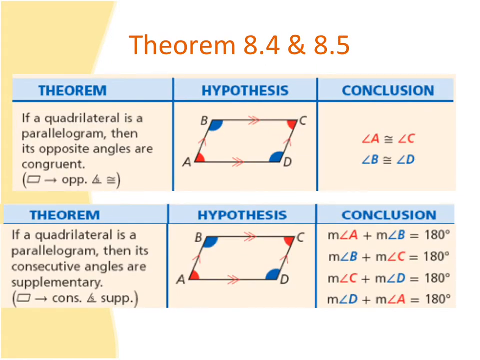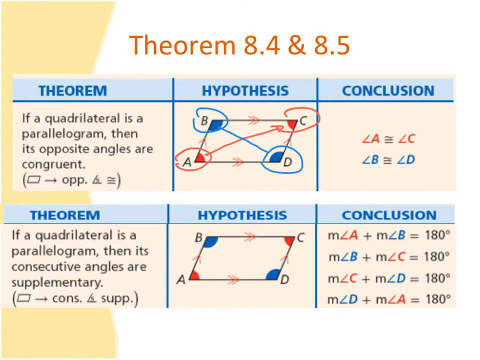Two more theorems, 8.4 and 8.5. Again, the number isn't important, but what it says is, if a quadrilateral is a parallelogram, then its opposite angles are congruent. And again, they've color-coded it. For example, angle A, which is in red, the angle that's opposite to A is C, so A and C would be congruent. Angle B and the angle across from angle B is angle D, and those are congruent.